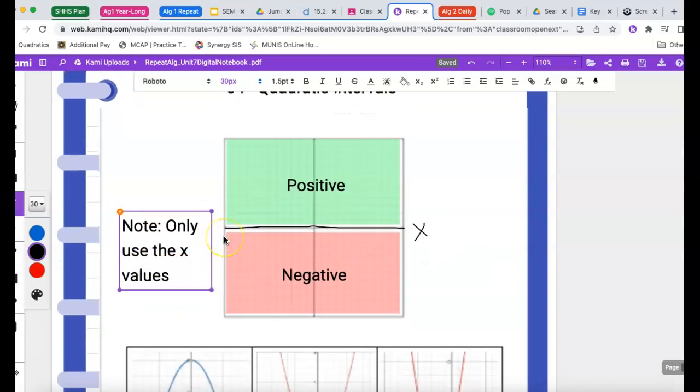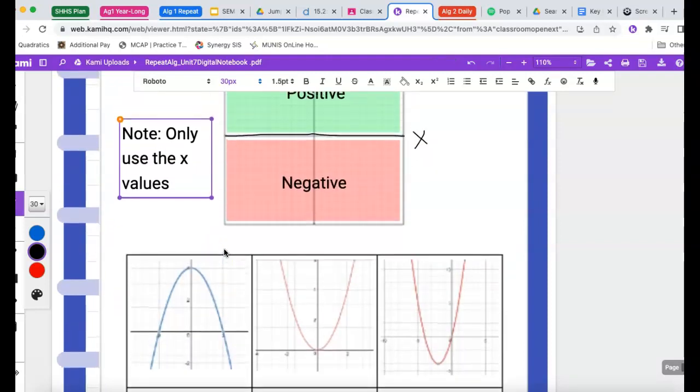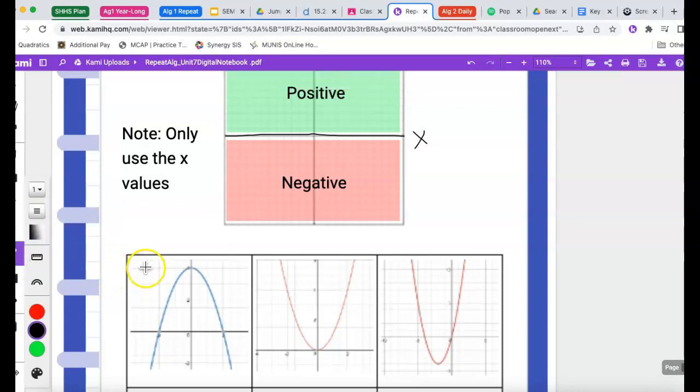So we're going to look at each one of these graphs. We have 6 different graphs. We're going to look at where the graph is positive and where the graph is negative. So we're going to look where it's above the x-axis and where it's below the x-axis. So we're going to look at graph number 1.